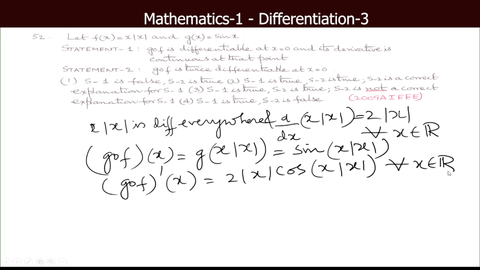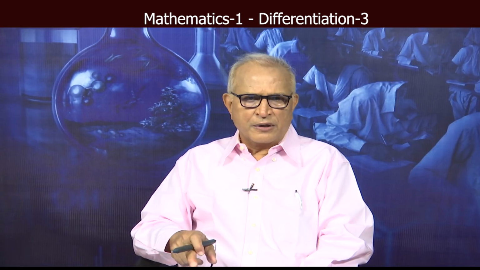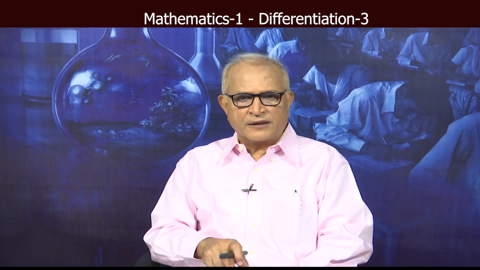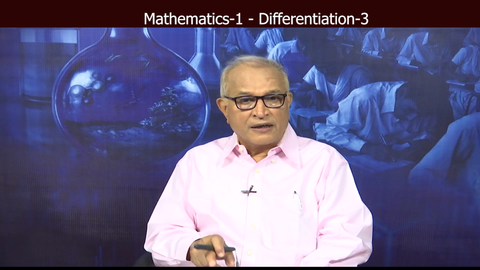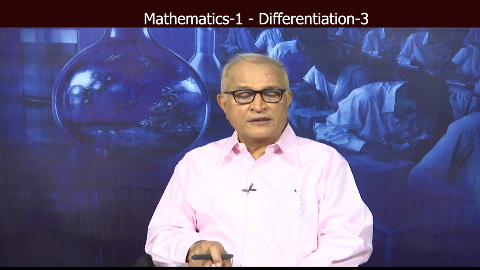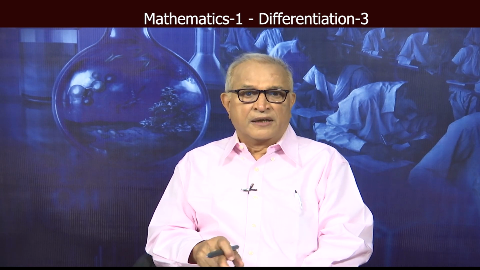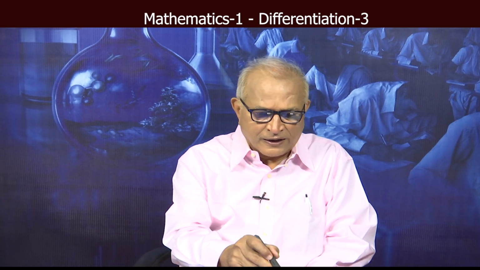So, that g circle f is differentiable at x equal to 0 is correct, and its derivative is continuous at that point. This is clearly continuous. Why? Cosine function is continuous everywhere, mod x is continuous everywhere, including x equal to 0. So, therefore, clearly the function g circle f dash at x is continuous at x equal to 0. It is not only differentiable at x equal to 0, the derivative of g circle f at x equal to 0 exists, and g circle f dash at x is also continuous at that point. So, statement 1 is correct.